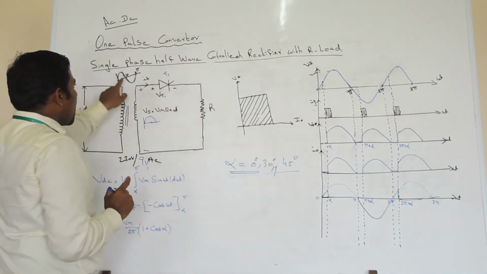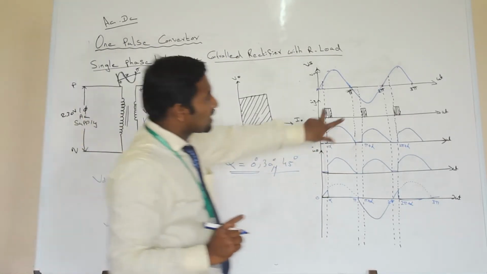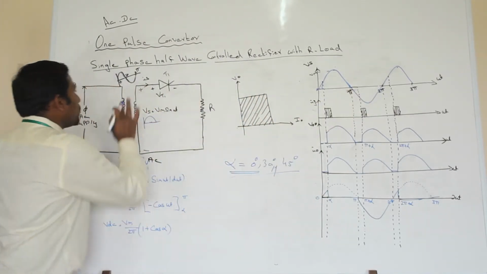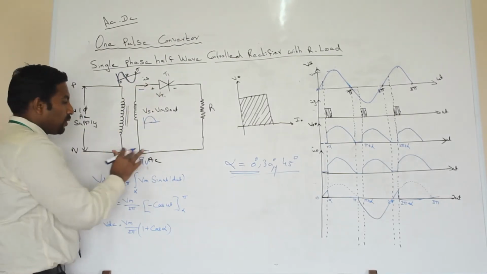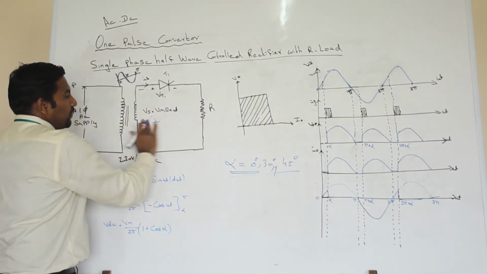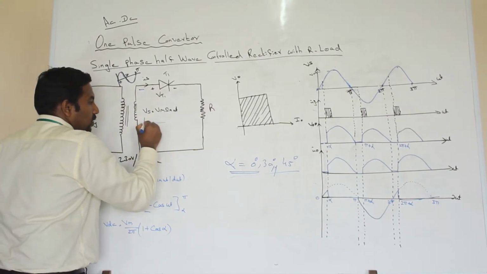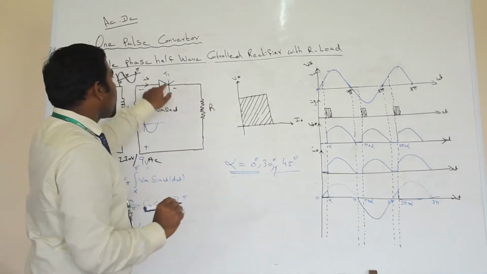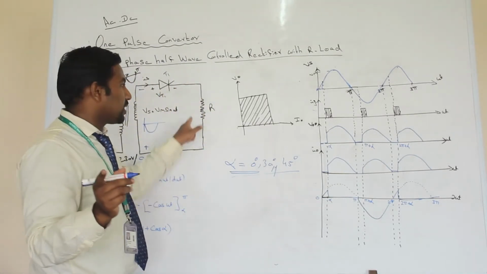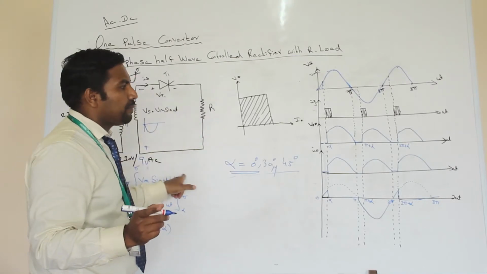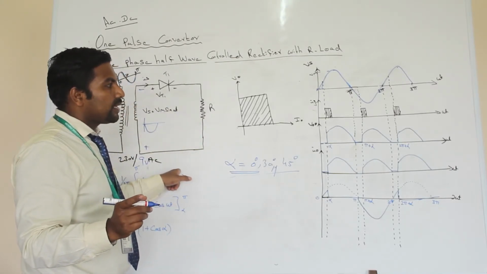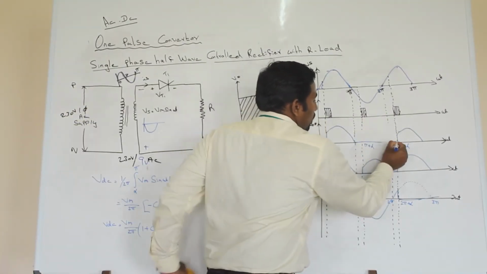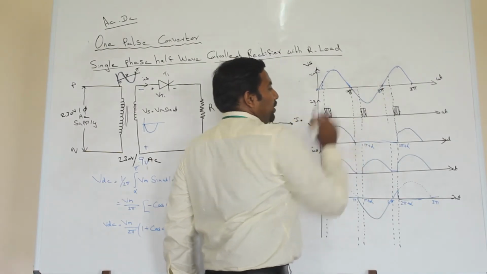The next half supply is pi to 2 pi, that is a reverse voltage. When you apply the reverse voltage across this circuit, that means here it will be negative and here it will be positive. When you apply the reverse voltage, the thyristor switch will not be turned on. So in this time period you will not get the output voltage. Here you will have the voltage as 0 during the operation of pi to 2 pi.